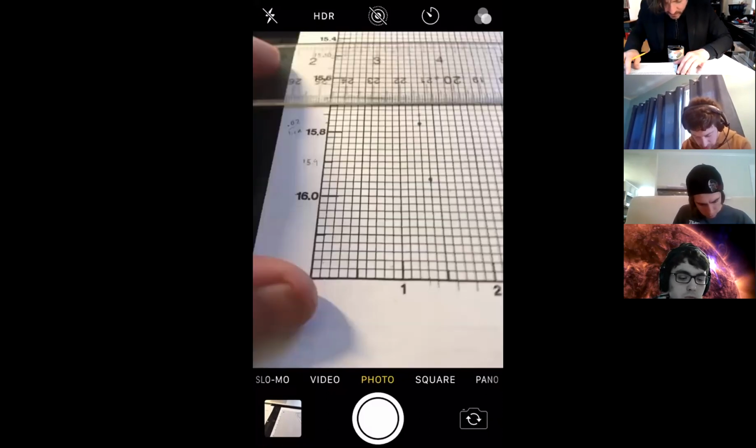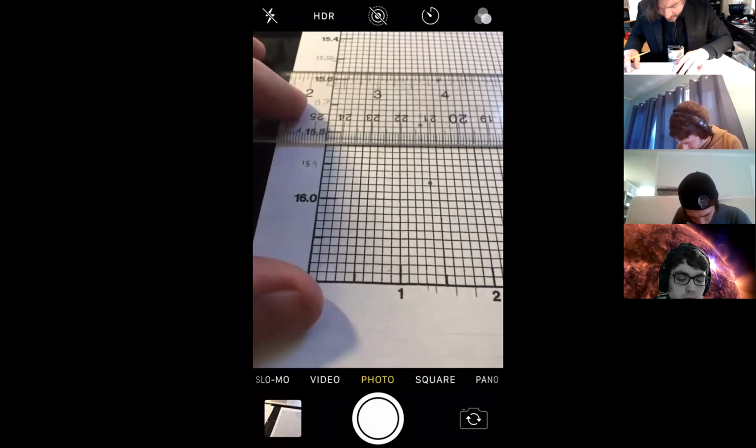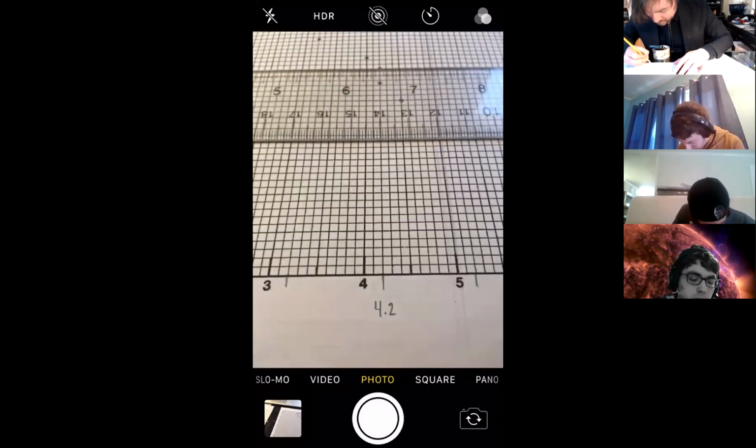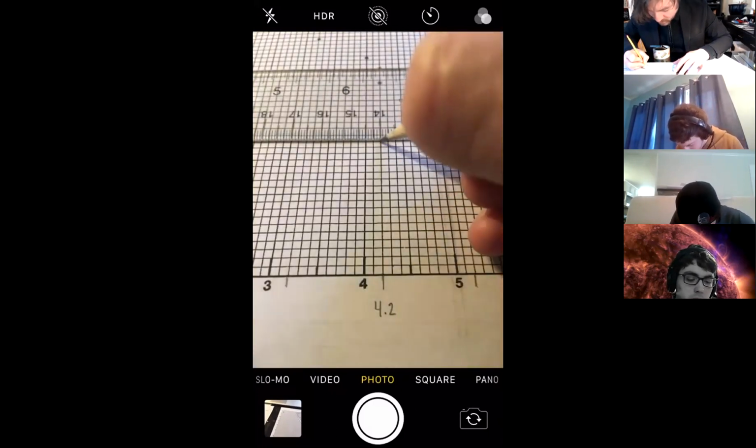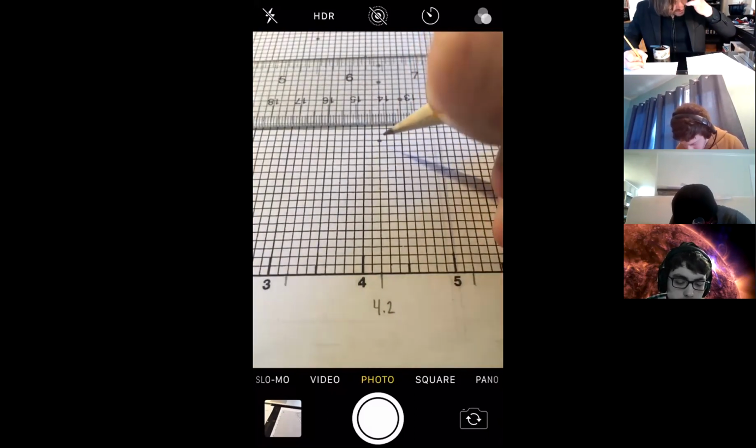5.2, that's not bad either. You appreciate the little things. 15.84 is here. Well, if we were a little more modern, we'd be doing this in Excel. Wait, sorry, that was 5.20.